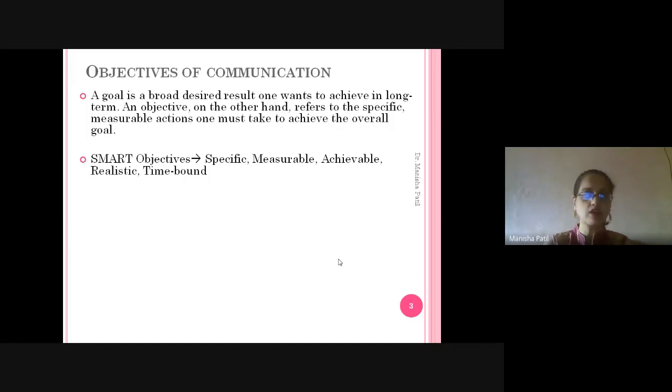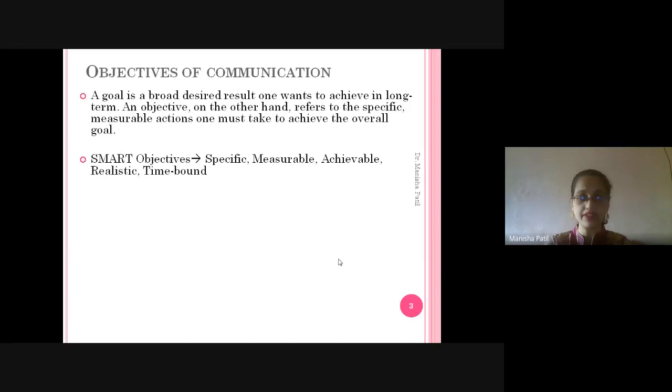Now, when we talk about objectives, we have to keep in mind one particular word, that is SMART. S stands for specific, M for measurable, A for achievable, R for realistic, and T for time bound. So now our objective is to learn unit number 2. In the first slide, learning objectives, I listed what we are going to do. So it is very specific what we are going to do. 1, 2, 3, 4. I have listed what we are going to do.